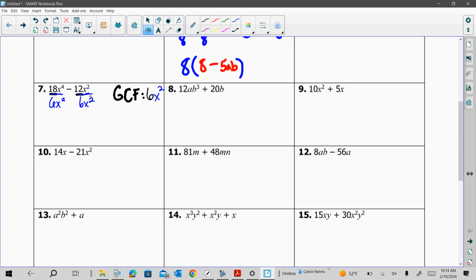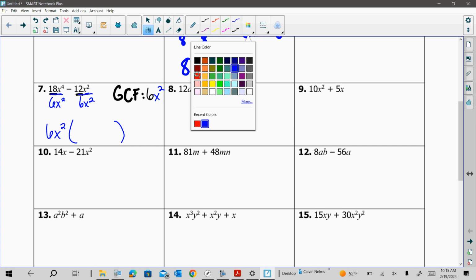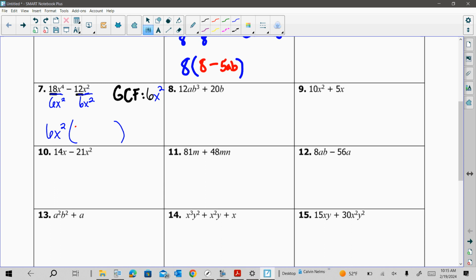When we divide the exponents with the same base, we're just subtracting the exponents. So the 6x squared is in the front of the parentheses, and we're going to do each term. 18x to the 4th divided by 6x squared. Do your numbers. What's 18 divided by 6? 3. Now we subtract the exponents. x squared. All right. 12x squared divided by 6x squared. Well, that's going to just be minus 2 because the x squareds are going to cancel. They have to have the same variable in each to take it out, the same letter.